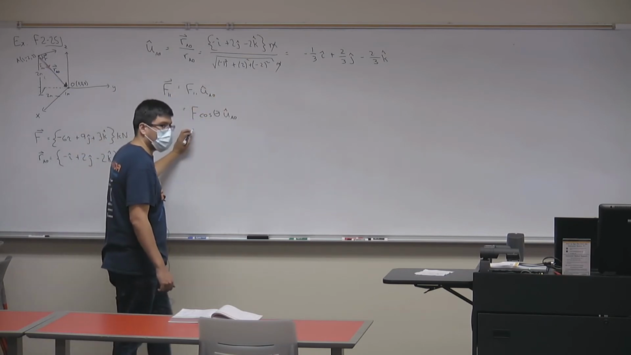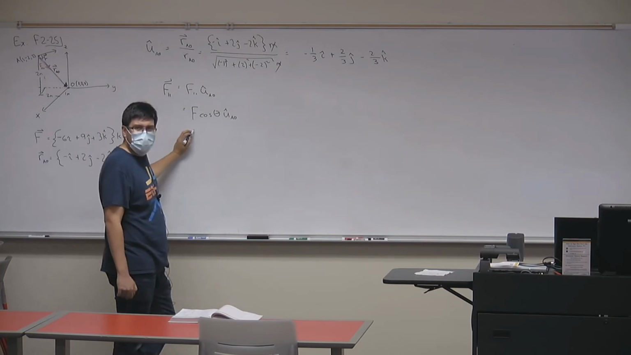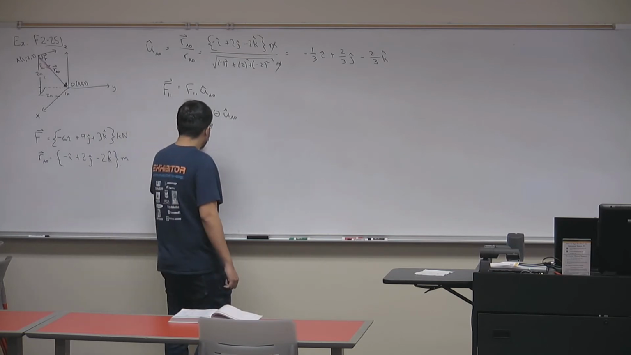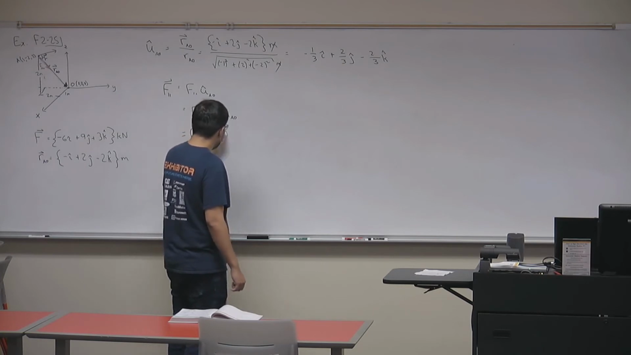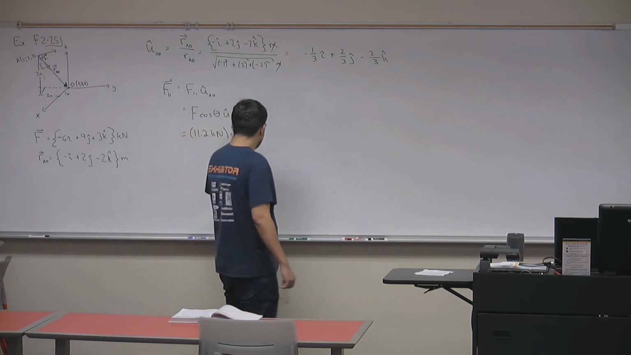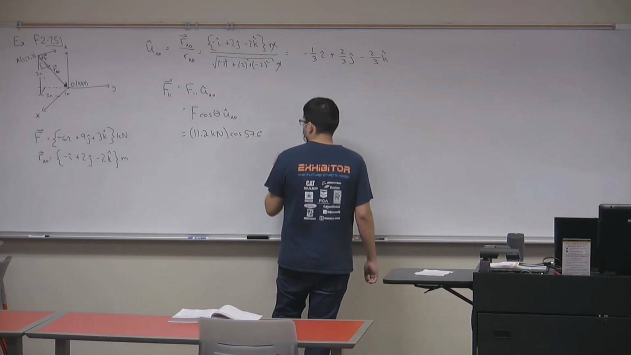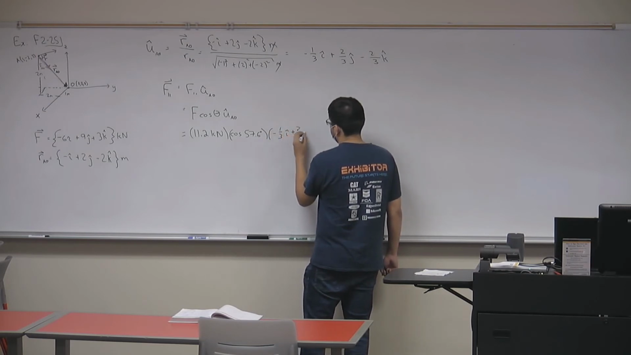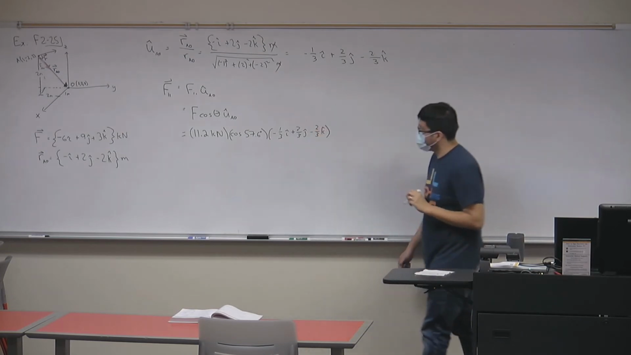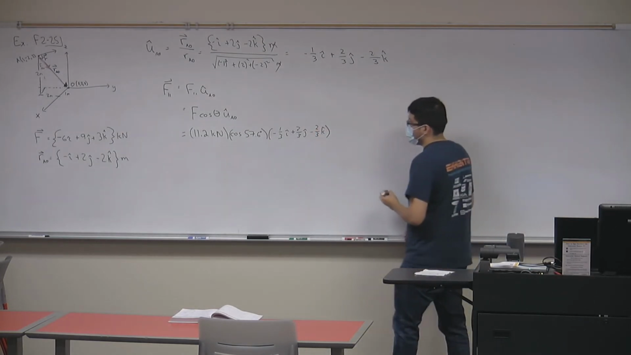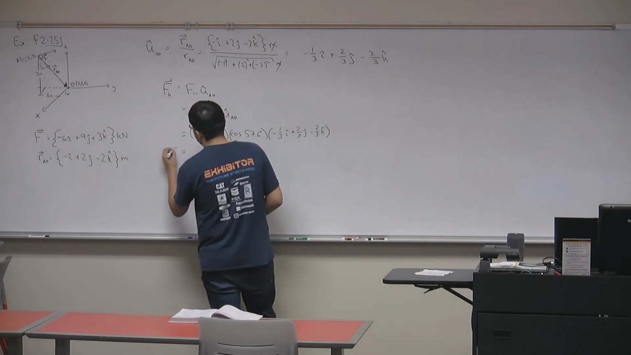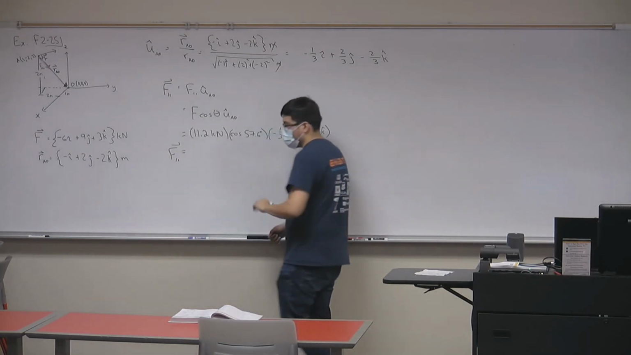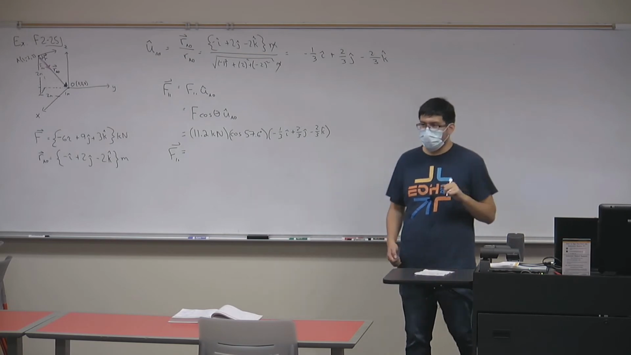What's the magnitude of F? It was 11 point something? 11.22. What's the angle? 57.6. And then we have our unit vector. All right. This will give me a vector with the following x, y, and z terms. Somebody just calculate it and give them to me.